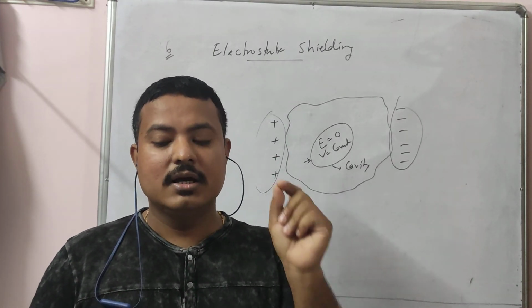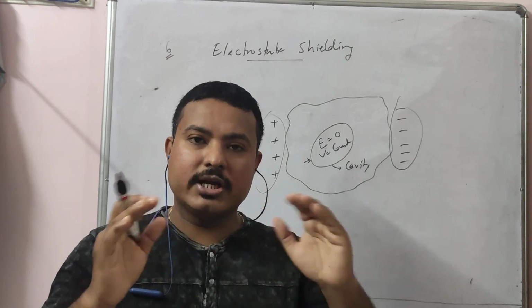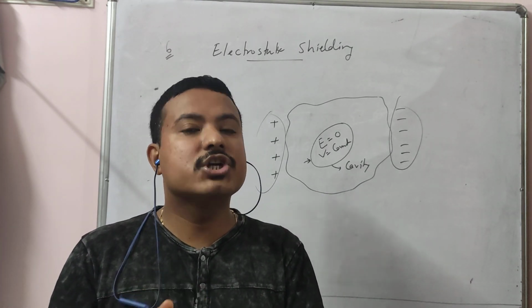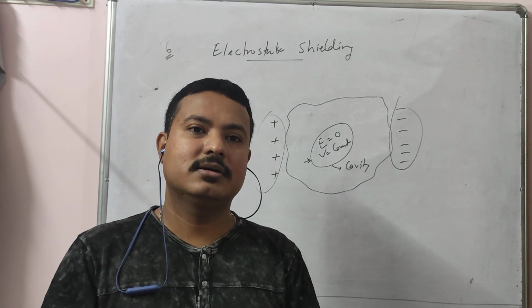And the last one, electrostatic shielding, that is the protection of a certain region of space of a conductor from the external electric field. Okay, thank you.